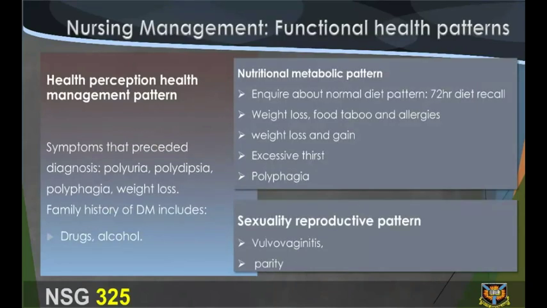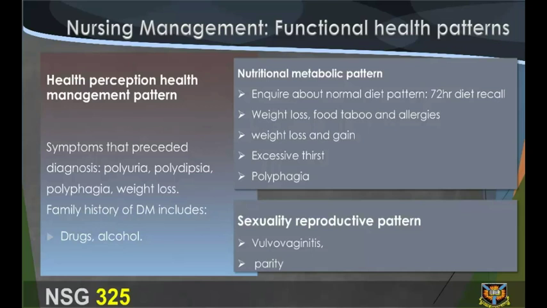Nursing management, functional health patterns. Health perception, health management pattern. Symptoms that preceded diagnosis: polyuria, polydipsia, polyphagia, weight loss. Family history of DM includes drugs, alcohol. Nutritional metabolic pattern. Inquire about normal diet pattern, 72-hour diet recall. Weight loss, food taboo and allergies. Weight loss and gain, excessive thirst, polyphagia.